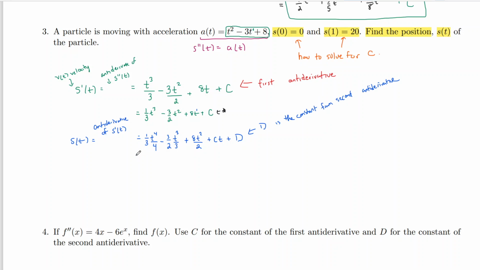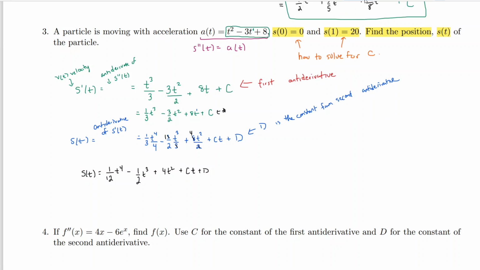All right, so the main thing here is that you've got the general formula. Now we're going to use these two things to actually solve for it. But before we do, I'm going to clean up what we have. So s of t equals this. If we simplify this, 3 times 4 is 12, so we get 12 in the denominator. We have 1/12 t to the 4th minus. In the second part here, these 3's actually cancel out, so it's just 1/2 t cubed plus, and here 8/2 actually cancels out again, and we get just 4 t squared plus c t plus d.